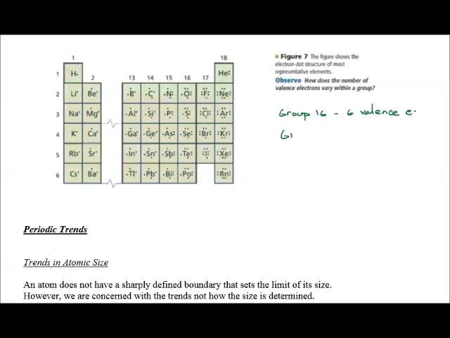Group 18 has 8 valence electrons, except for helium, which only has 2 valence electrons. These are called the representative elements, 1 through 2, 13 through 18.